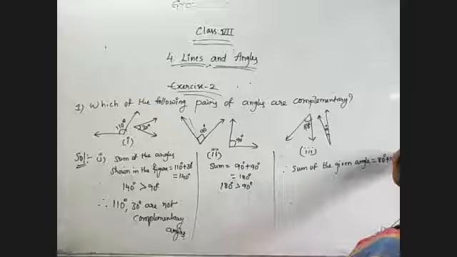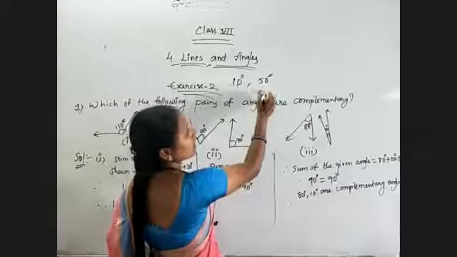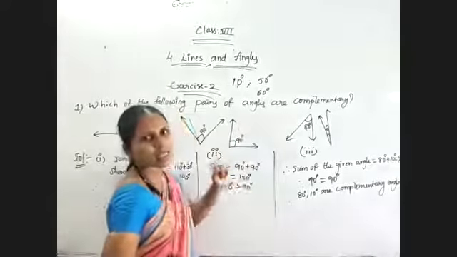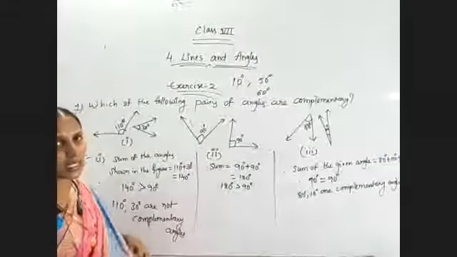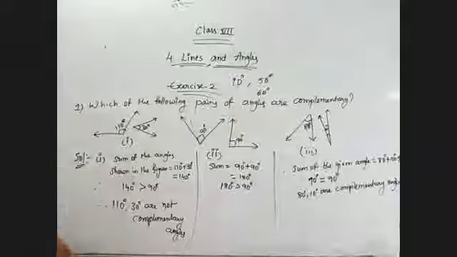Complementary angles. That's all. When the sum of two angles is equal to 90, then only those are complementary. If I suppose I have an angle 10 degrees and the other angle is 50 degrees, how much sum do I get? 10 plus 50, 60 degrees only. So that is lesser than 90, which means those two angles are also not complementary angles. Okay. So coming to the second problem.